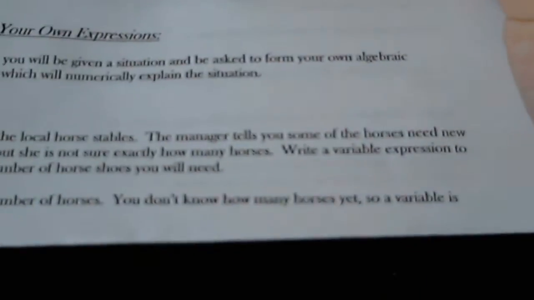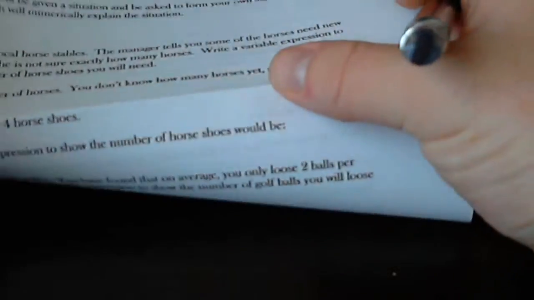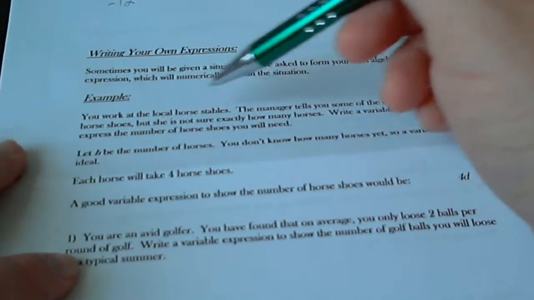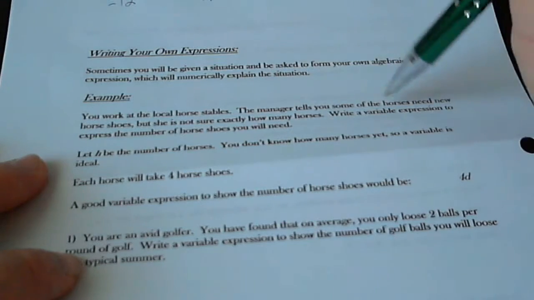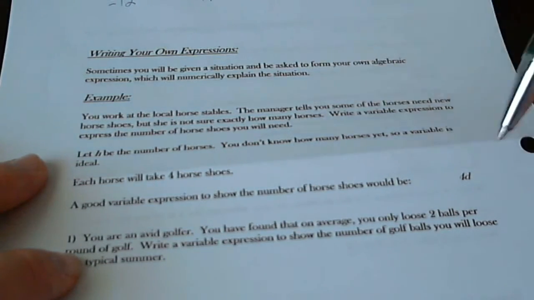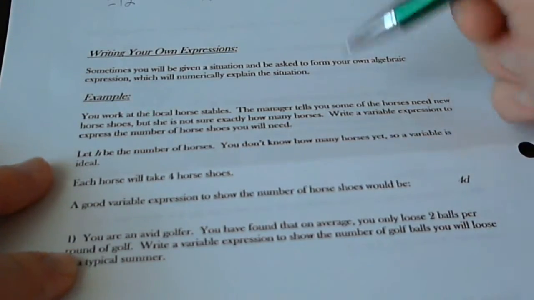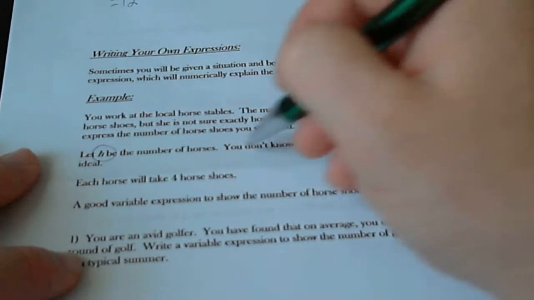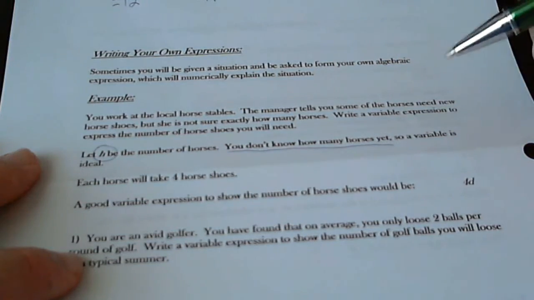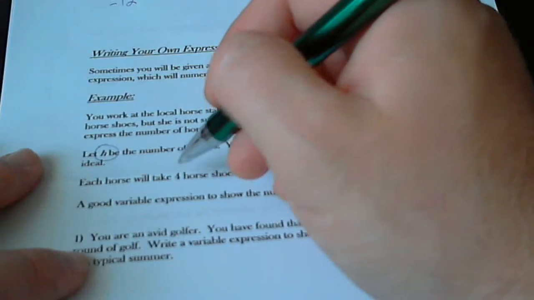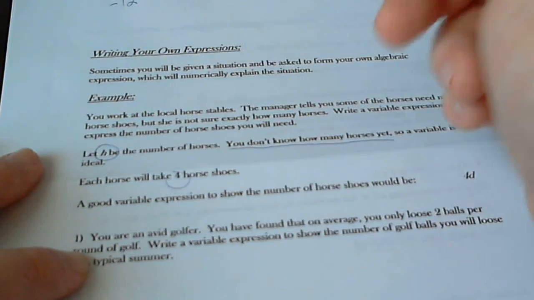Okay, well, sometimes you have to write your own variable expressions. So here's a good example. Let's say you work at the local horse stables, and the manager tells you that some of the horses need new horseshoes, but she's not exactly sure how many horses we're talking about. Write a variable expression to express the number of horseshoes you might need. What we're going to do is let h be the number of horses. You don't know how many horses, so a variable is ideal in this case. Each horse is going to need 4 horseshoes because they all have 4 legs.